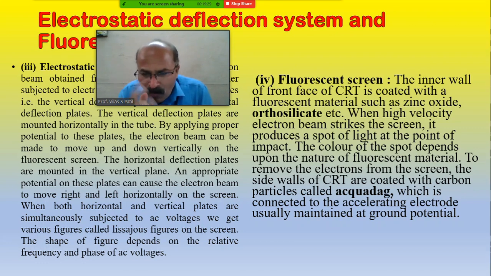The color of the spot depends upon the nature of the fluorescent material. If we use zinc oxide, the color will be green. If we use orthosilicate as the fluorescent material, the color will be blue. Hence the color of the spot depends upon the nature of the fluorescent material.